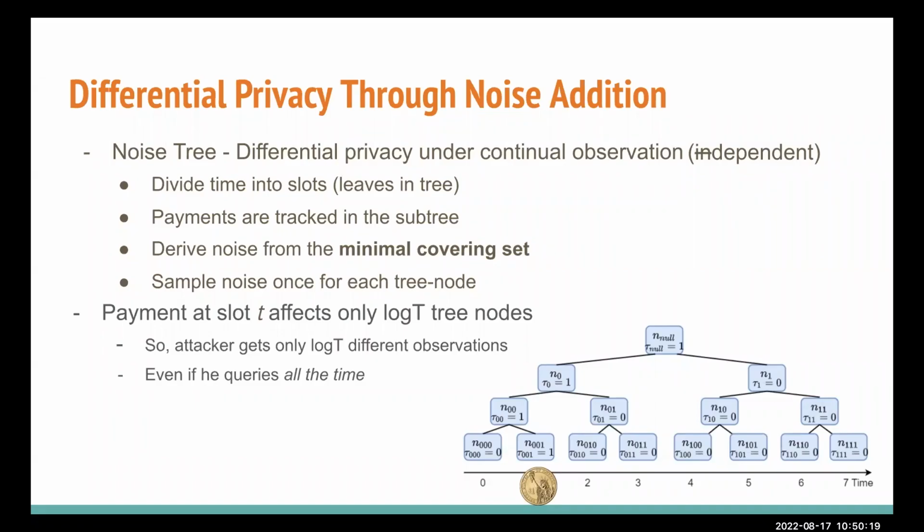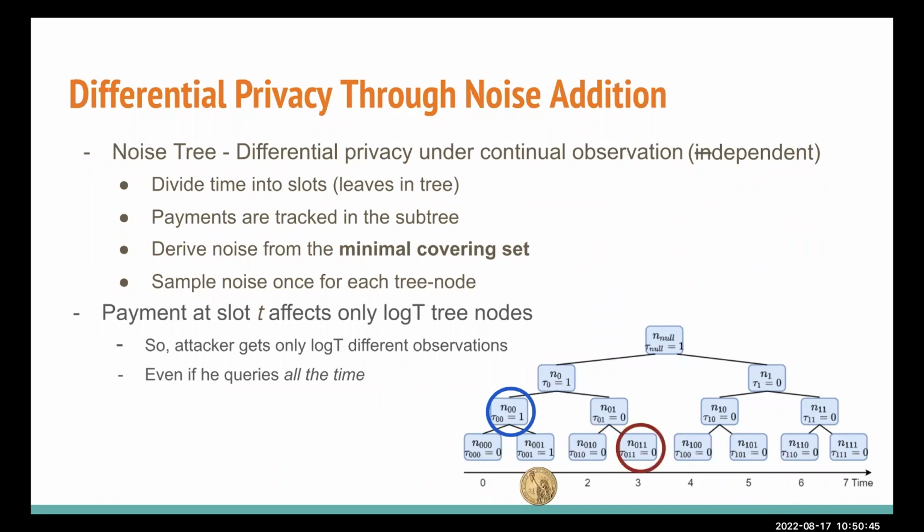Let's assume that we have a coin transfer at t equals 1. And then the attacker queries on the red slot at t equals 2. Then the minimal covering set will be the node that is currently marked in blue. So the attacker will now see a specific sampling of noise that hides this coin transfer. Okay, he gets one observation.